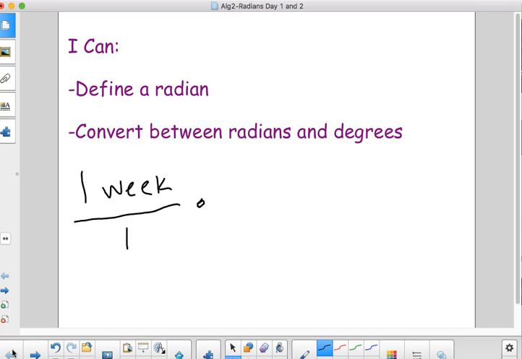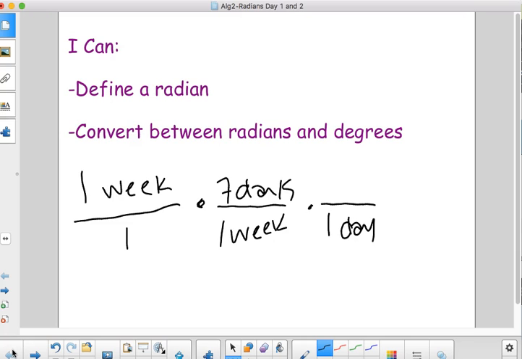So then, where would the week go though? Bottom. So 1 week is the same as 7 days. And then what would the next one be? 1 day. Where, on top or bottom? Bottom. 24 hours. Then what? 1 hour at the bottom. 6 days. Okay.